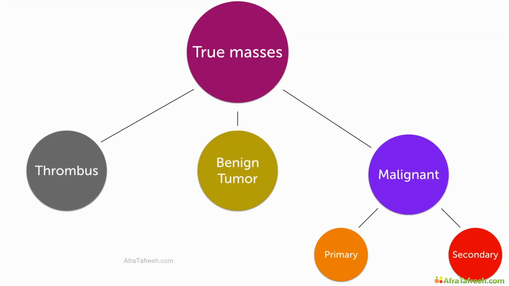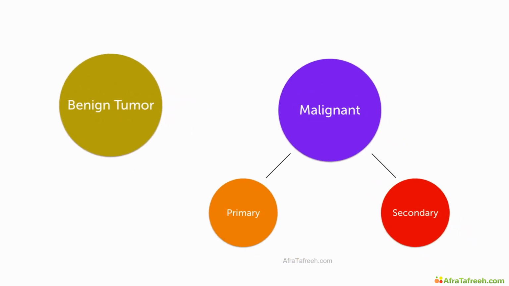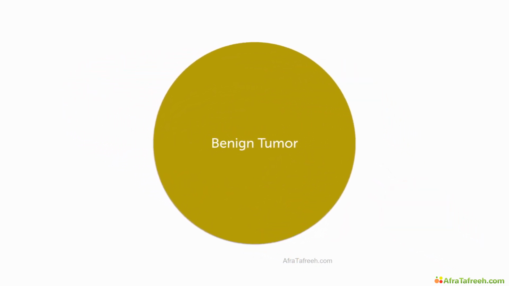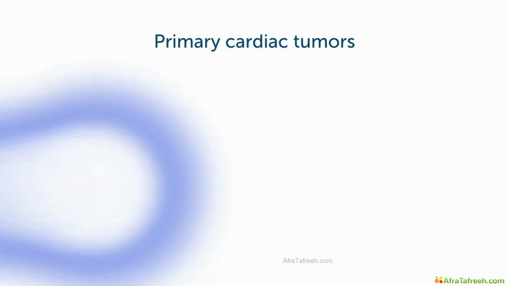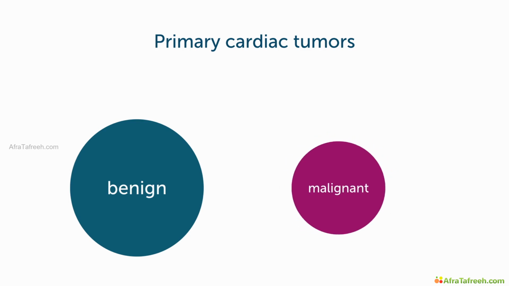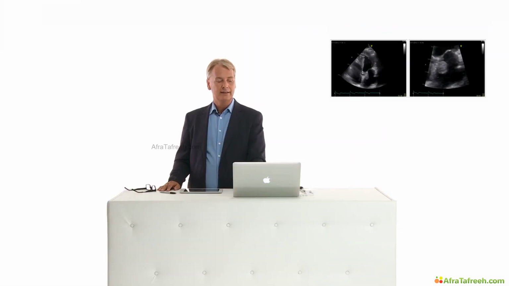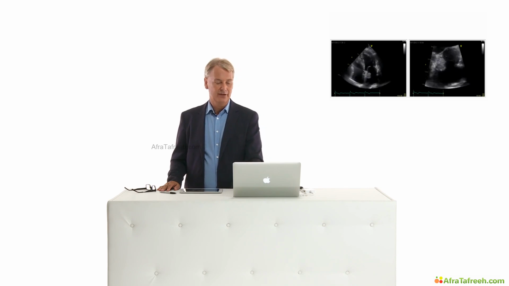After thrombi, we'll now deal with benign masses. Now, benign masses are actually, when you compare them to malignant masses, much more frequent, which is good. Let's take a look at the kind of masses you will find in the heart.